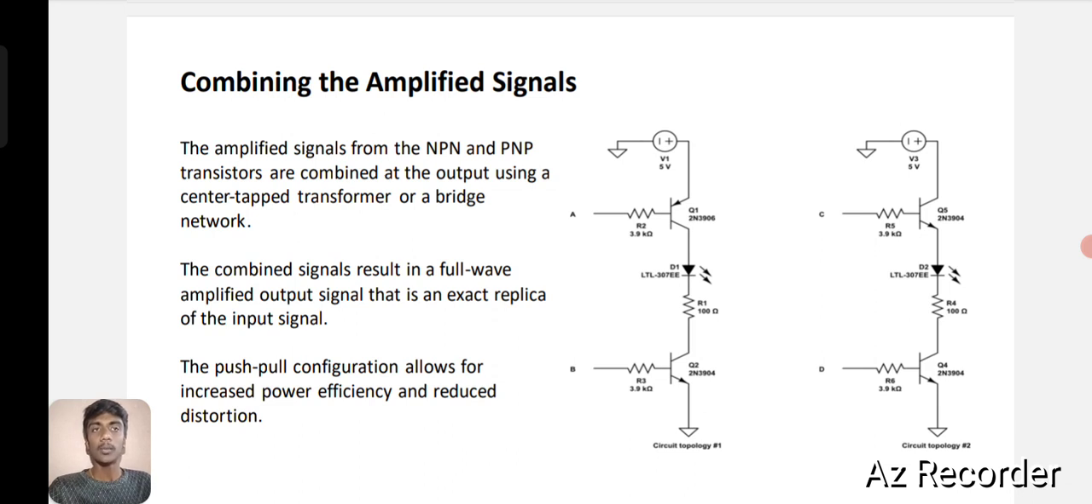Combining the amplified signals. The amplified signals from the NPN and PNP transistors are combined at the output using a center tap transformer or a bridge network. The combined signals result in a full wave amplified output signal that is an exact replica of the input signal. The push-pull configuration allows for increased power efficiency and reduced distortion. Seeing the diagram, we are using the same two transistors, with the collector connected to the positive side and the emitter connected to the negative side. The base is connected to the two resistors.